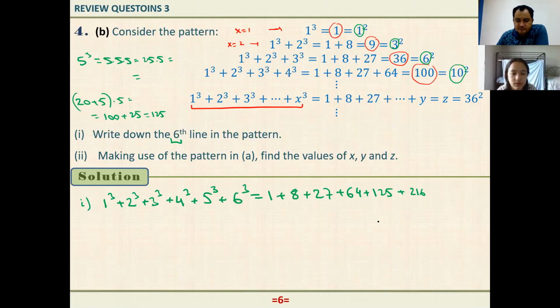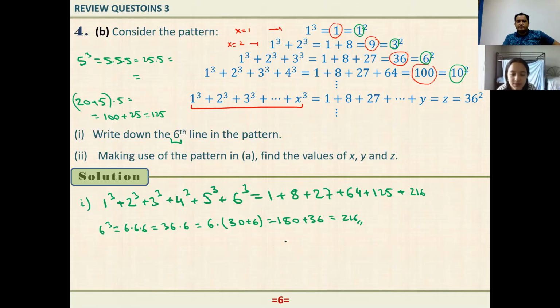216. Right? Because you can just multiply like this. 6 cubed is 6 times 6 times 6. And 6 times 6, 36 times 6. And we can just multiply this as 6 times, what is 36? It is 30 plus 6. 6 times 30, 180. 6 times 6 is 36. 180 plus 36, 216. Oh, I see.